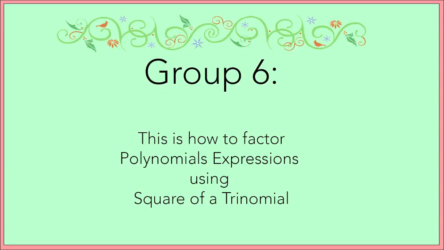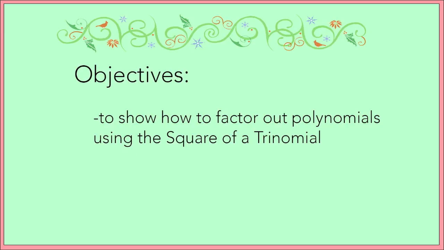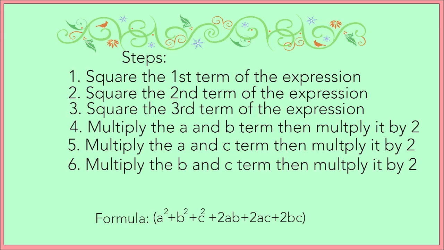This is how to factor polynomial expressions using the square of a trinomial method. First thing is to square the first term. Then, you square the second term. After that, you square the third term.